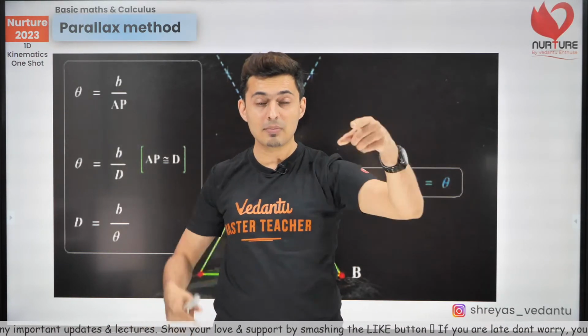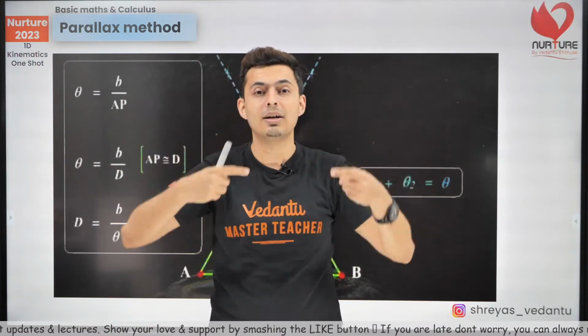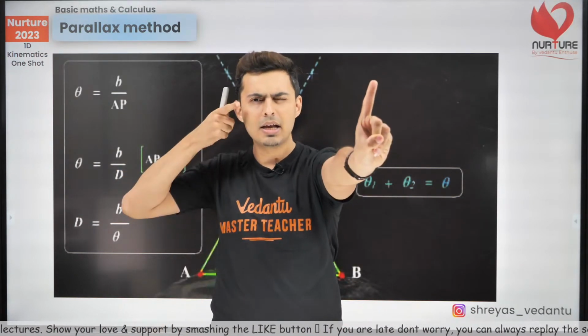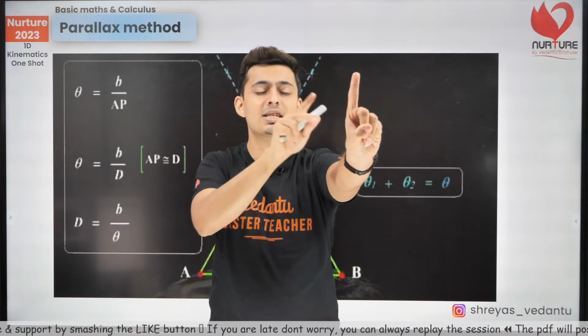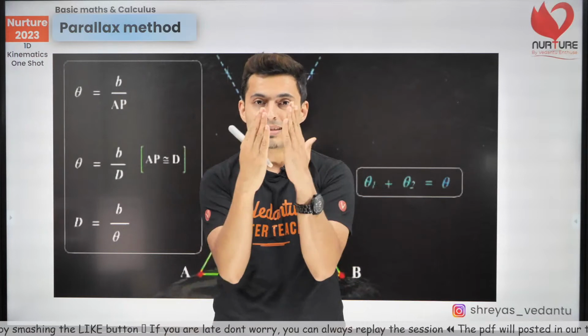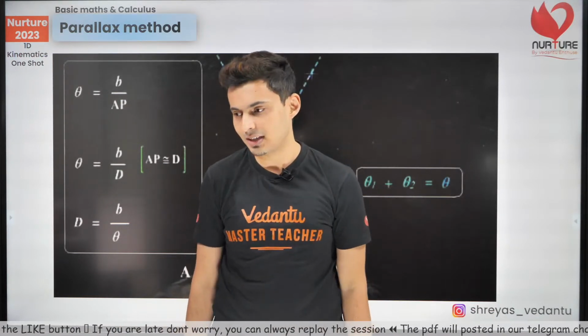That shift is happening because you are observing it from two different locations. When you close one eye, you are observing it from here. When you close the other eye, you are observing it from here. So that apparent shift happens. This is called the parallax effect.